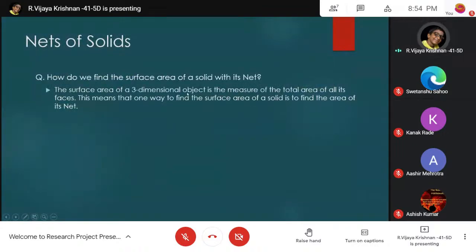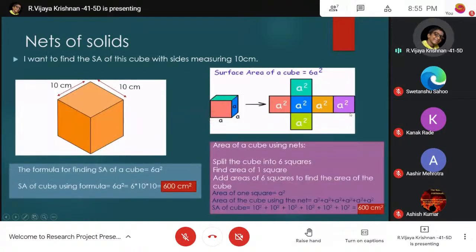How do we find the surface area of a solid with its net? The surface area of a 3D object is the measure of the total area of all its faces. This means that one way to find the surface area of a solid is to find the area of its net. Let us see some examples.